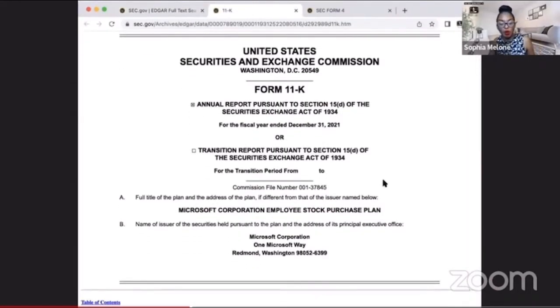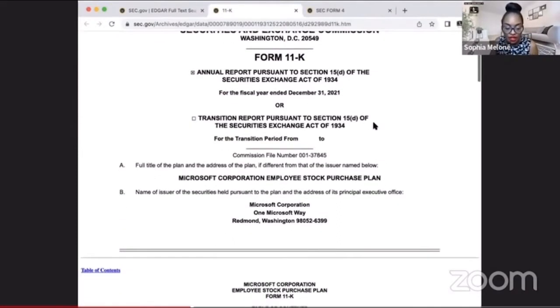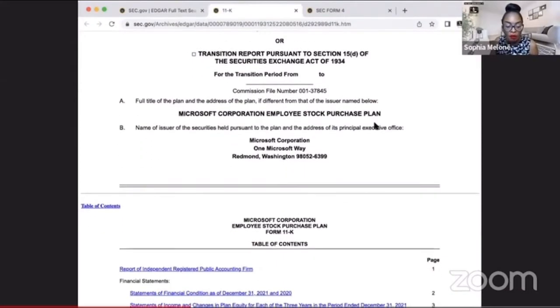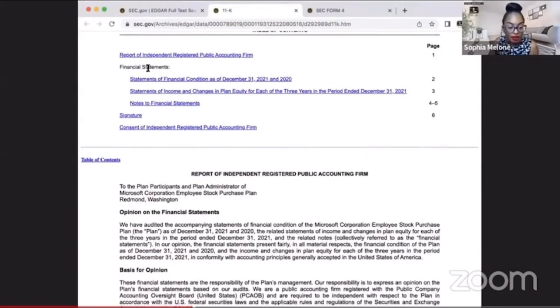So the annual report is the 11K. And this is the annual report that they have to file with the SEC related to their stock filings. So they have their report of independent registered public accounting firm. This is the CPA firm that audited their financials. They have the financial statements. So the statement of financial condition as of their reporting period end, which would have been December 31st, 2021. Statements of income and changes in plan equity.